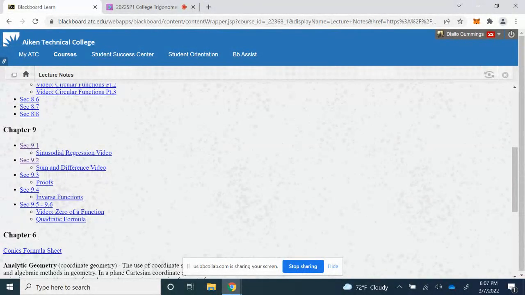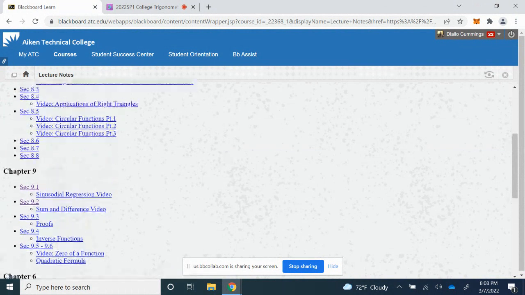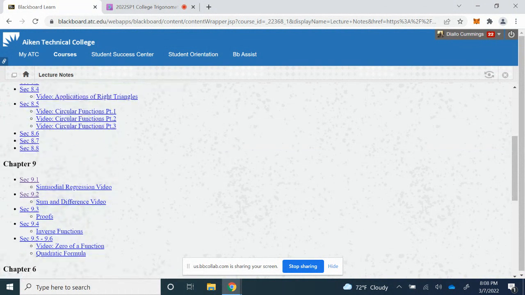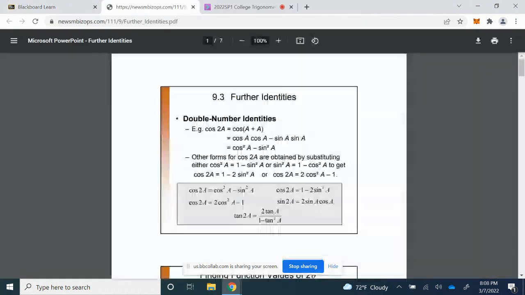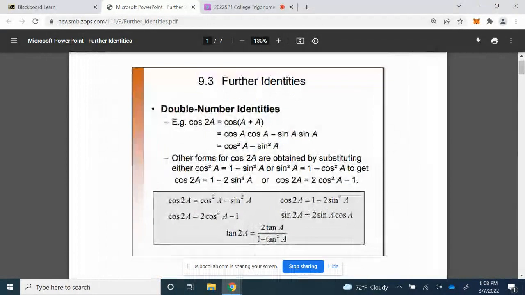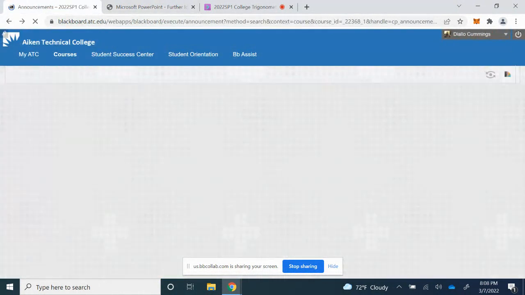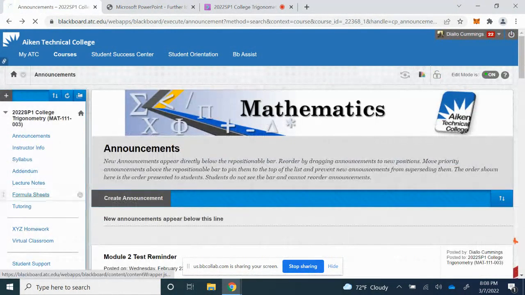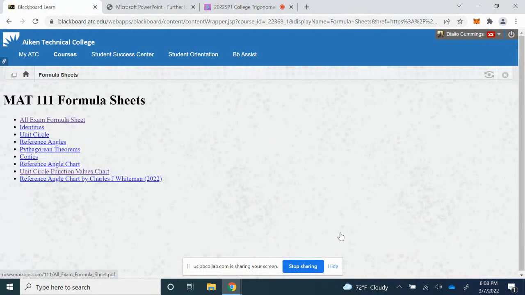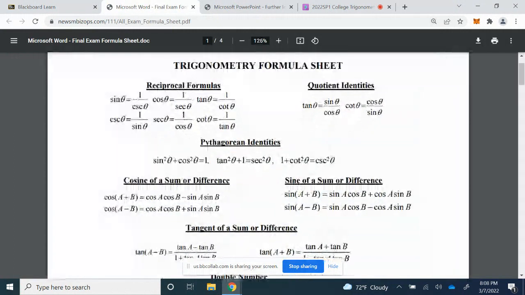All right, so today we're going to take a look at the double number identities. From the lecture notes page of our course, I'm going to pull up the section 9.3 set of notes. And I'm going to go to the formula sheets and pull up the all exam formula sheet. I believe these are the two items that we're going to use for today.